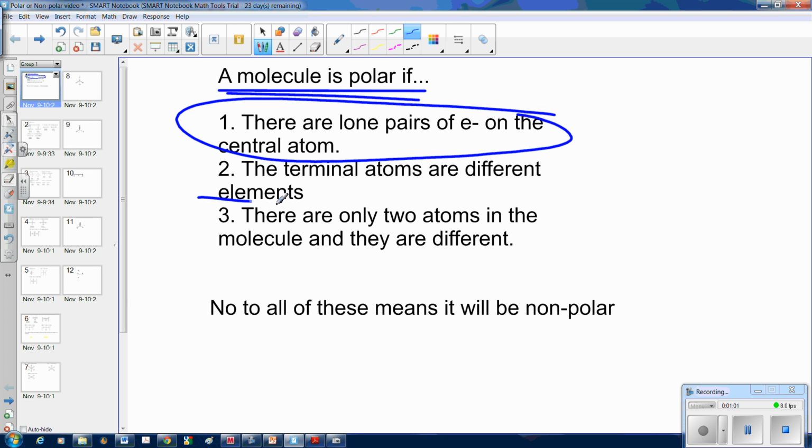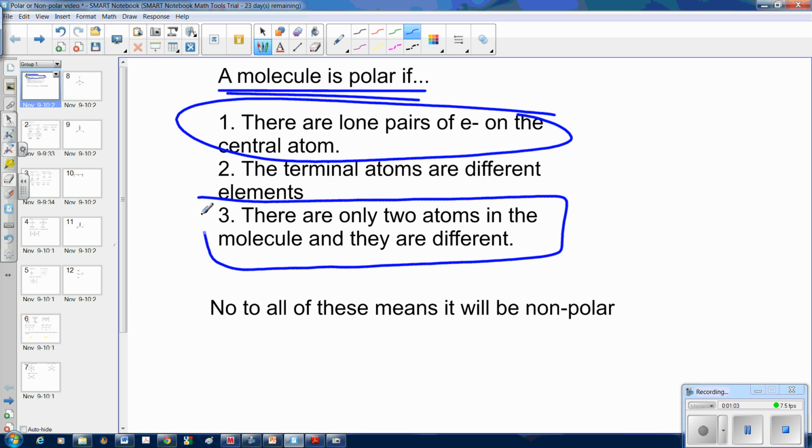The last situation is if you have a molecule that is only made of two atoms. So it's just two atoms, and they're different. There'll be a difference in electronegativity automatically, which will make one end slightly positive, one end slightly negative. If you look at a molecule and none of these apply, that means the molecule will be nonpolar. So that's the key. You're basically asking these three questions.